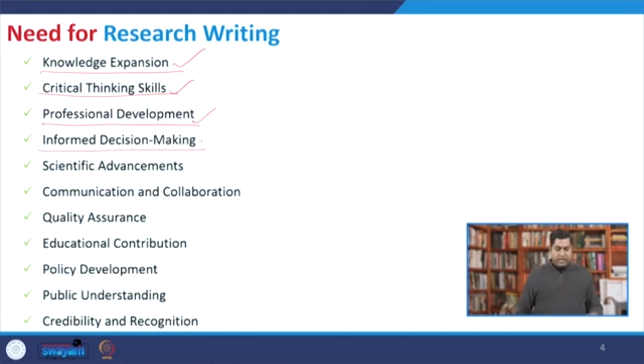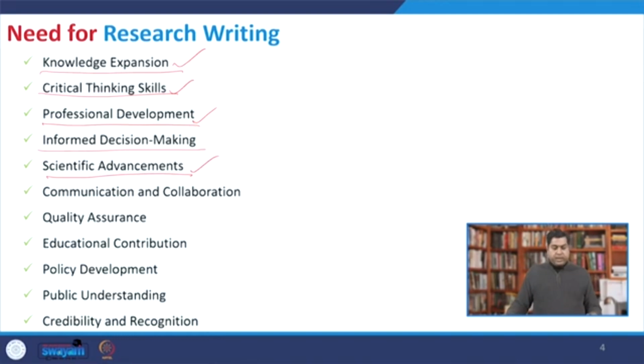Now a good research writing will also help in decision making, because whenever you are doing action oriented research or policy oriented research, based on your findings a policy can be formulated. There will be some scientific advancement. Suppose you are doing some experiment and research on a certain scientific theory. Then based on your research, if it can make a certain progress in that particular theory, or may add certain value to that theory, that will be some sort of scientific advancement.